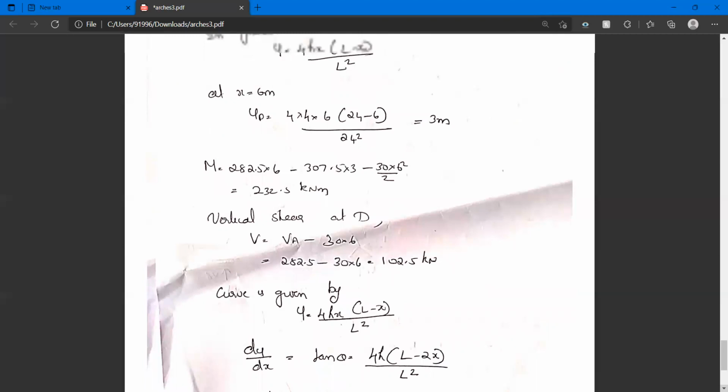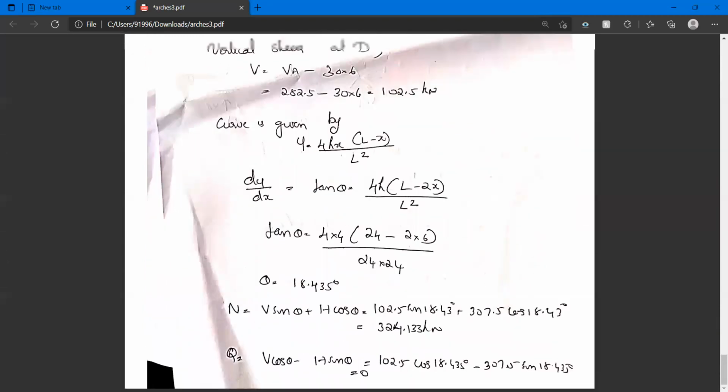Now the curve is given by y is equal to 4hx into L minus x by L square. That is a parabola. You find out dy by dx. dy by dx is always equal to tan theta. So 4h into L minus 2x by L square. Why? 4h into Lx, dy by dx of Lx is L, dy by dx of x square is 2x. So 4h into L minus 2x by L square. So tan theta is equal to that much.